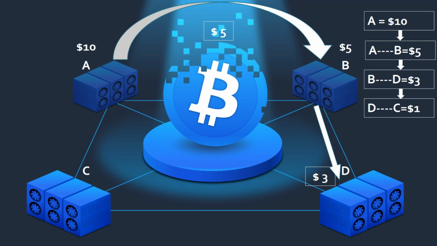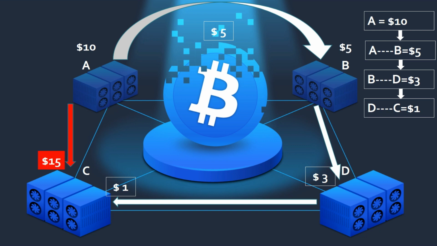This chain of transactions is open to the public, and everyone in the network can see where the money is and how much money each one has in their pocket. For example, if A attempts to move $15 to C, everyone on the network can immediately see that this is not a valid transaction, because A does not have $15, and this transaction will not be added to the open ledger.